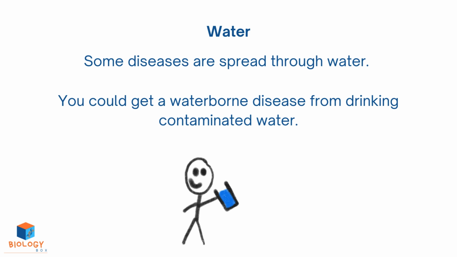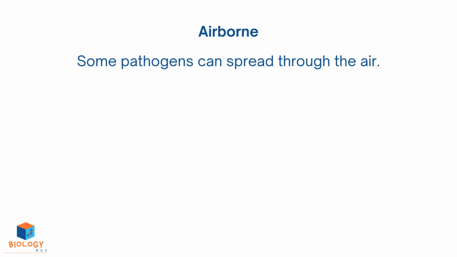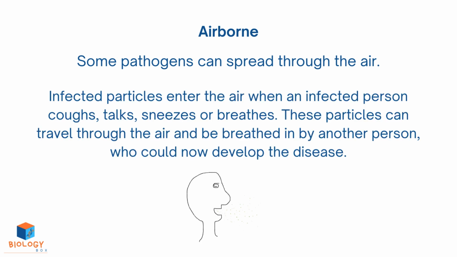Some diseases are spread through water. You could get a waterborne disease from drinking contaminated water. Airborne. Some pathogens can spread through the air. Infected particles enter the air when an infected person coughs, talks, sneezes, or breathes. These particles can travel through the air and be breathed in by another person who could now develop the disease.